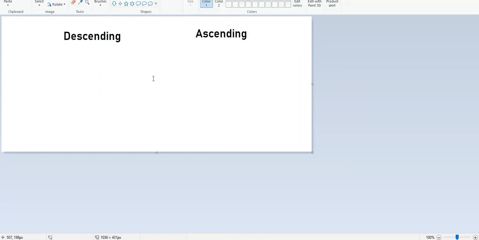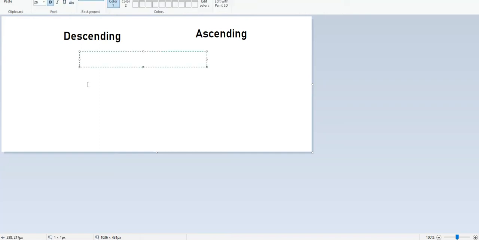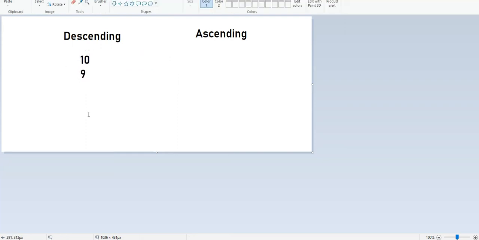Descending and ascending. When we are talking about descending order, what we should understand is that the first number coming will be the largest number. For example, if we have two numbers like 10 and 9, and we put them in descending order, the largest number will be first. So 10 will be the first number and next will be 9, which is the lower number.